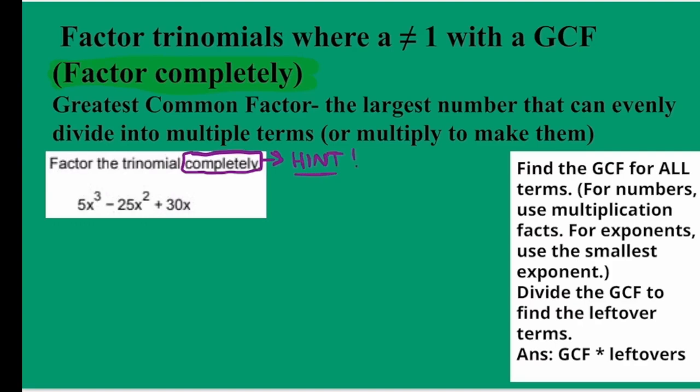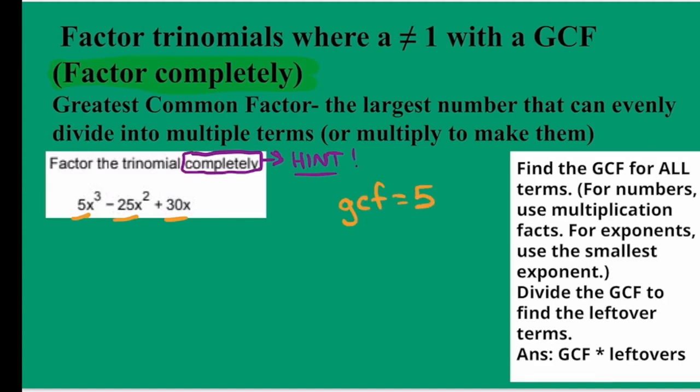First thing you always want to look for is the GCF. Now this has to go into all the terms. Because we have a trinomial and we have 3 pieces, I need to find a number that can divide 5, 25, and 30. I know what that is. That's 5.